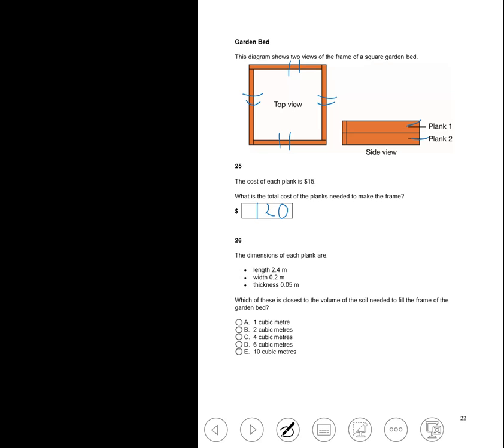Now it says the dimensions of each plank are the following. The dimensions of each plank are length 2.4, width 0.2, thickness 0.05. Which of these is closest to the volume of the soil needed to frame the garden bed? Now, I find this to be a bit of a peculiar question because it doesn't actually mention height, and it can be a little bit tricky to actually understand what it's actually meaning.